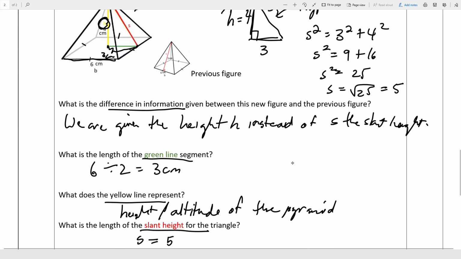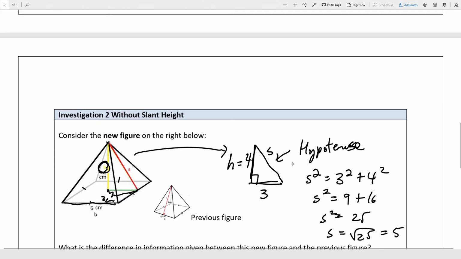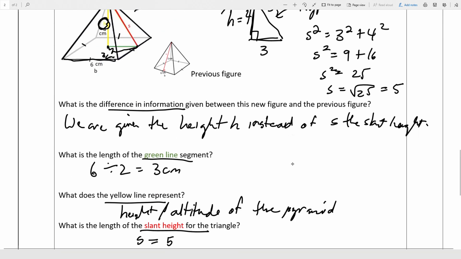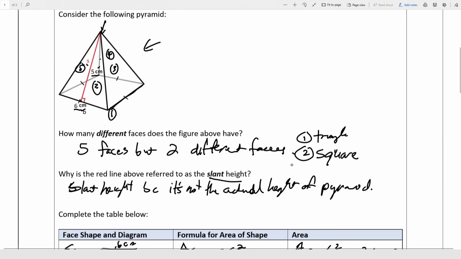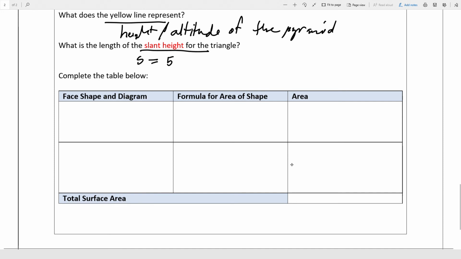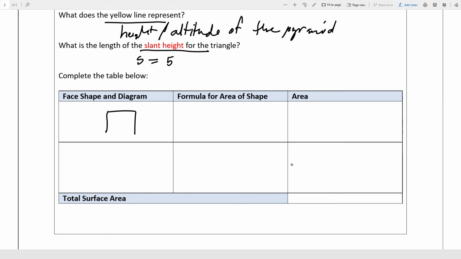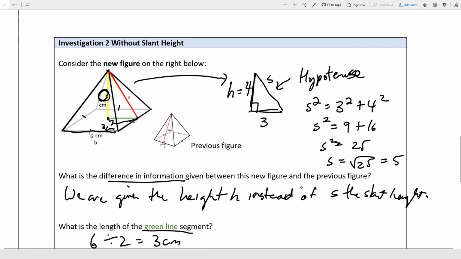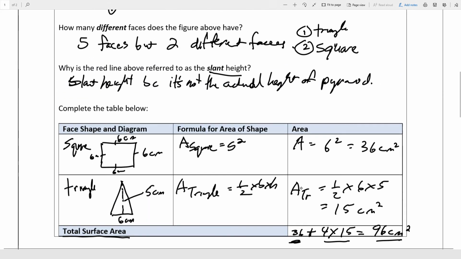Okay, now we have all the same information that we had with the question with the slant height like this. So now finding the surface area becomes the same. You just follow the same process as before. So one of the face shapes is a square again. And then you're given that each of the side lengths are 6.